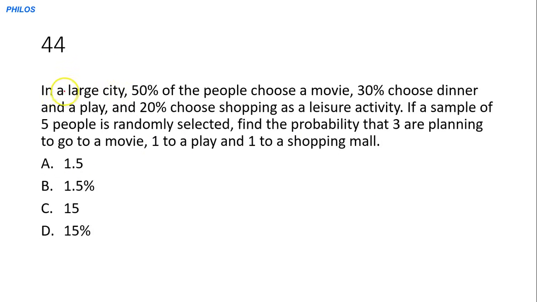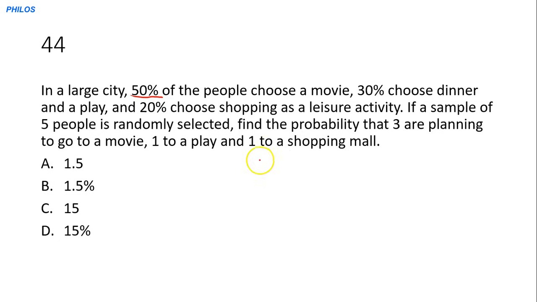Question 44 says, in a large city, 50% of the people choose a movie, 30% choose dinner and a play, and 20% choose shopping as a leisure activity. If a sample of 5 people is randomly selected, find the probability that 3 are planning to go to a movie, 1 to a play, and 1 to a shopping mall. This is a multinomial distribution question.